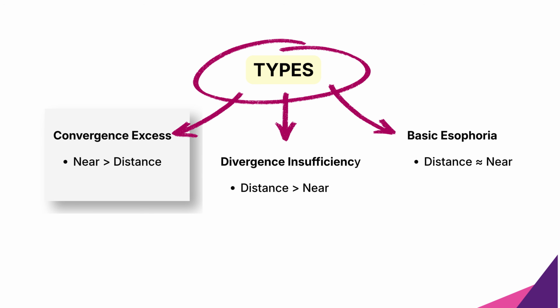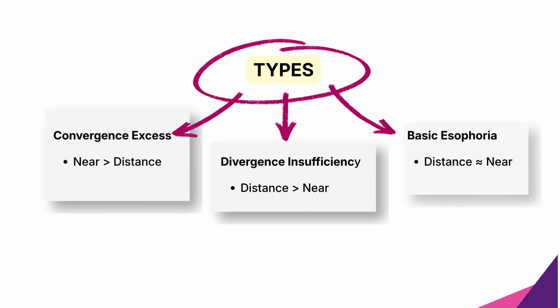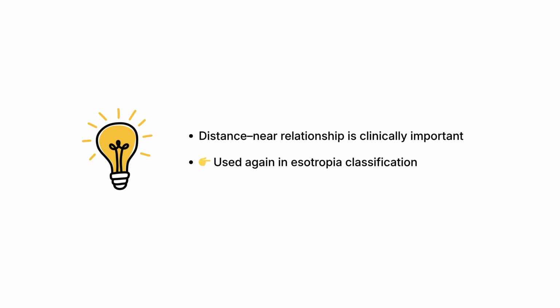In convergence excess, the near deviation is greater than the distance deviation. This is because of the excessive convergence. In divergence insufficiency, since we need divergence during distance viewing, the distance deviation here is greater than the near deviation since the divergence is insufficient. And in basic esophoria, the distance and the near deviations are approximately equal. This classification is clinically important and will also be used later when we are classifying esotropia, so remember it.